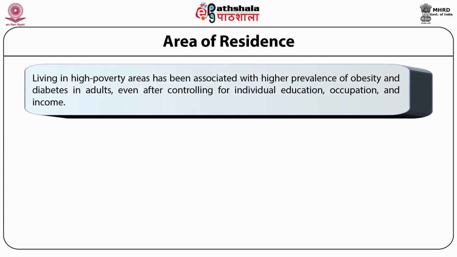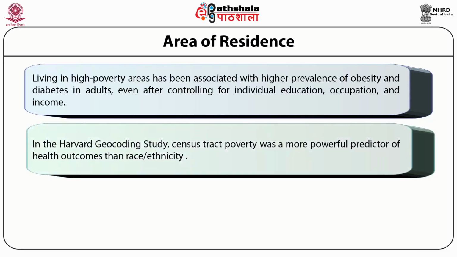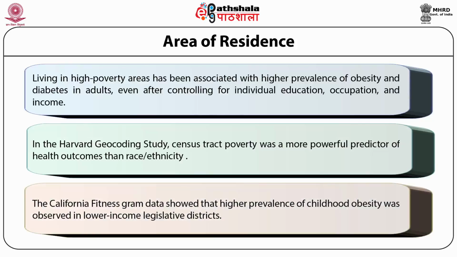Living in high poverty areas has been associated with a higher prevalence of obesity and diabetes in adults, even after controlling for individual education, occupation and income. In the Harvard geocoding study, census-tract poverty was a more powerful predictor of health outcome than race or ethnicity. The California FitnessGram data showed that a higher prevalence of childhood obesity was observed in lower income legislative districts.